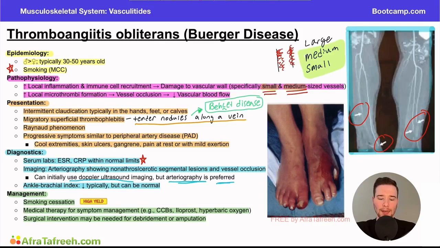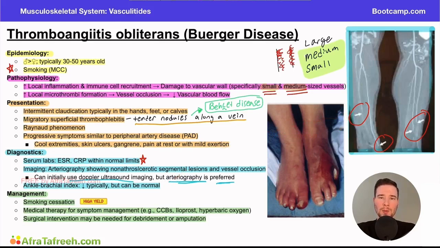When we think about the diagnostics here, a key differentiating step is that typically ESR and CRP are within normal limits. Compared to a lot of our other vasculitis conditions, we would expect these ESR and CRP markers to be elevated given the inflammation in the body. One of the best ways to look at this is going to be doing an arteriography to really see these non-atherosclerotic segmental lesions. Keep in mind you can use a Doppler ultrasound, but it's not as good. It's something you could use quickly at bedside, but you're really going to want to get this imaging to really confirm the diagnosis. We also consider the ABI ratio is typically decreased, but it can be normal.